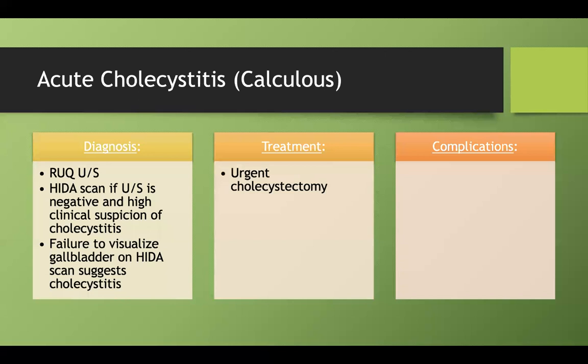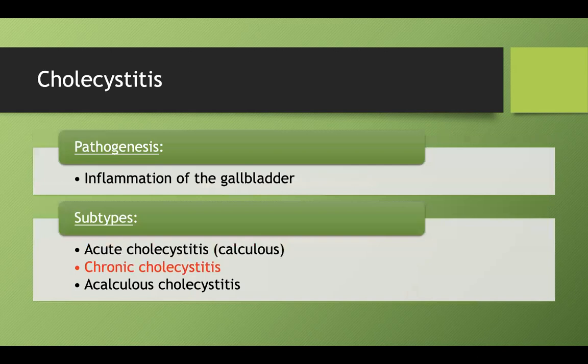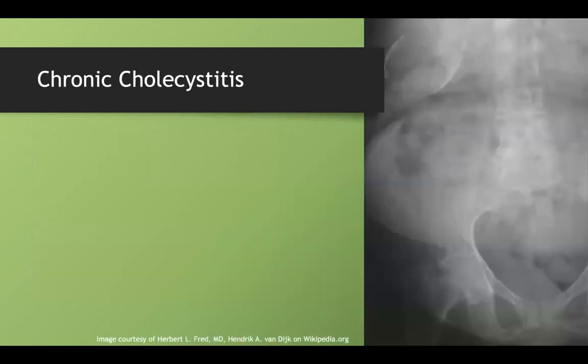So you treat this with an urgent cholecystectomy. You want to get this done quickly, before this inflammation gets any worse. And the complications of this, if you have inflammation in your gallbladder, is that there's always, just like appendicitis, the same risk of rupture. Anytime you have that inflammation in one of your visceral organs like this, you run the risk of rupture. And another complication is chronic cholecystitis. So this is a good segue to talk about chronic cholecystitis.